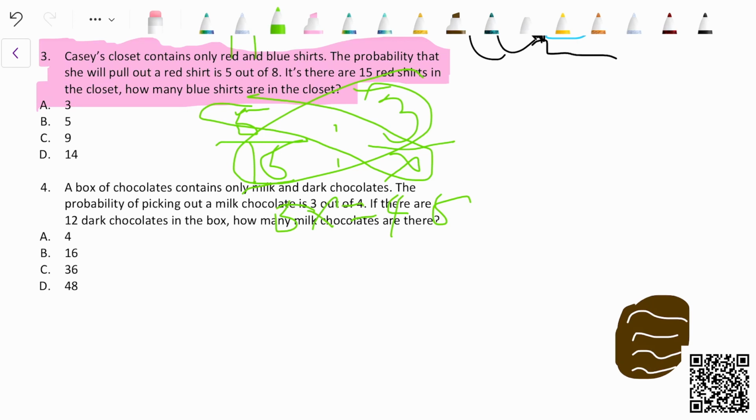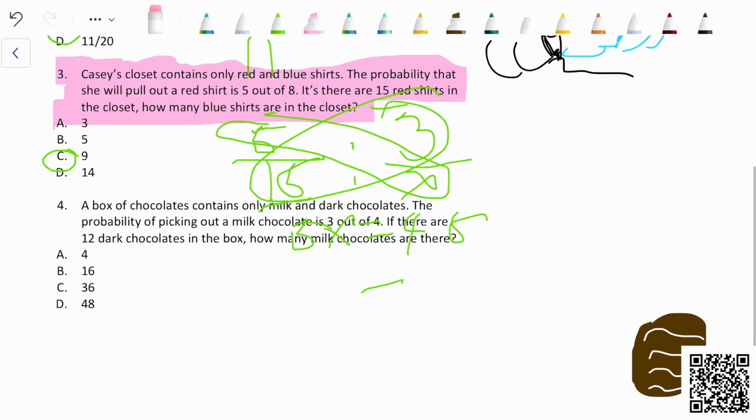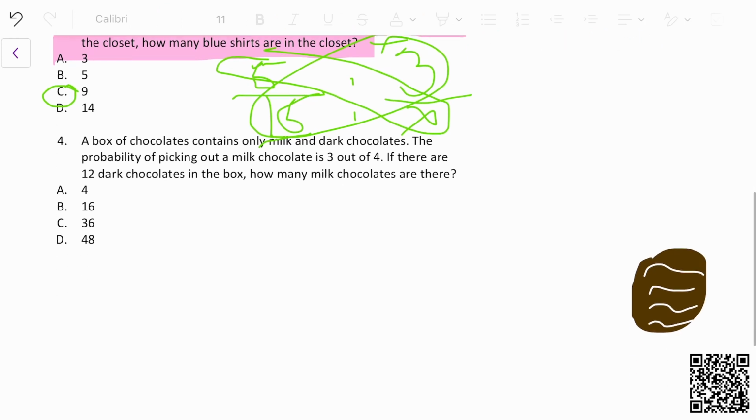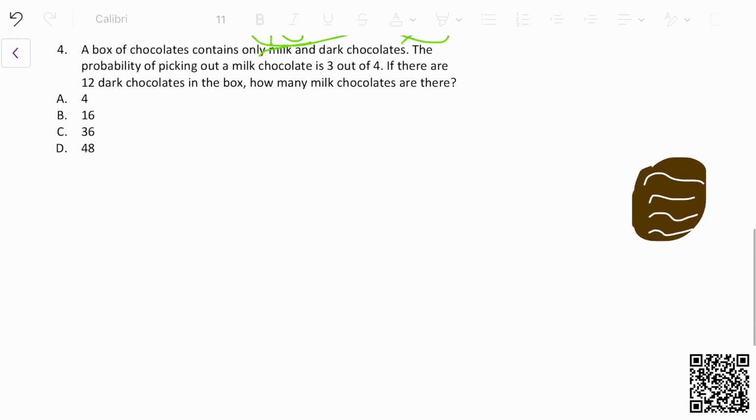So also, moving on, we've got 5x equals 45. 45 divided by 5 equals 9. So there are 9 blue shirts in the closet. And now I've got to erase this because it would go everywhere, just enough to be able to comprehend.